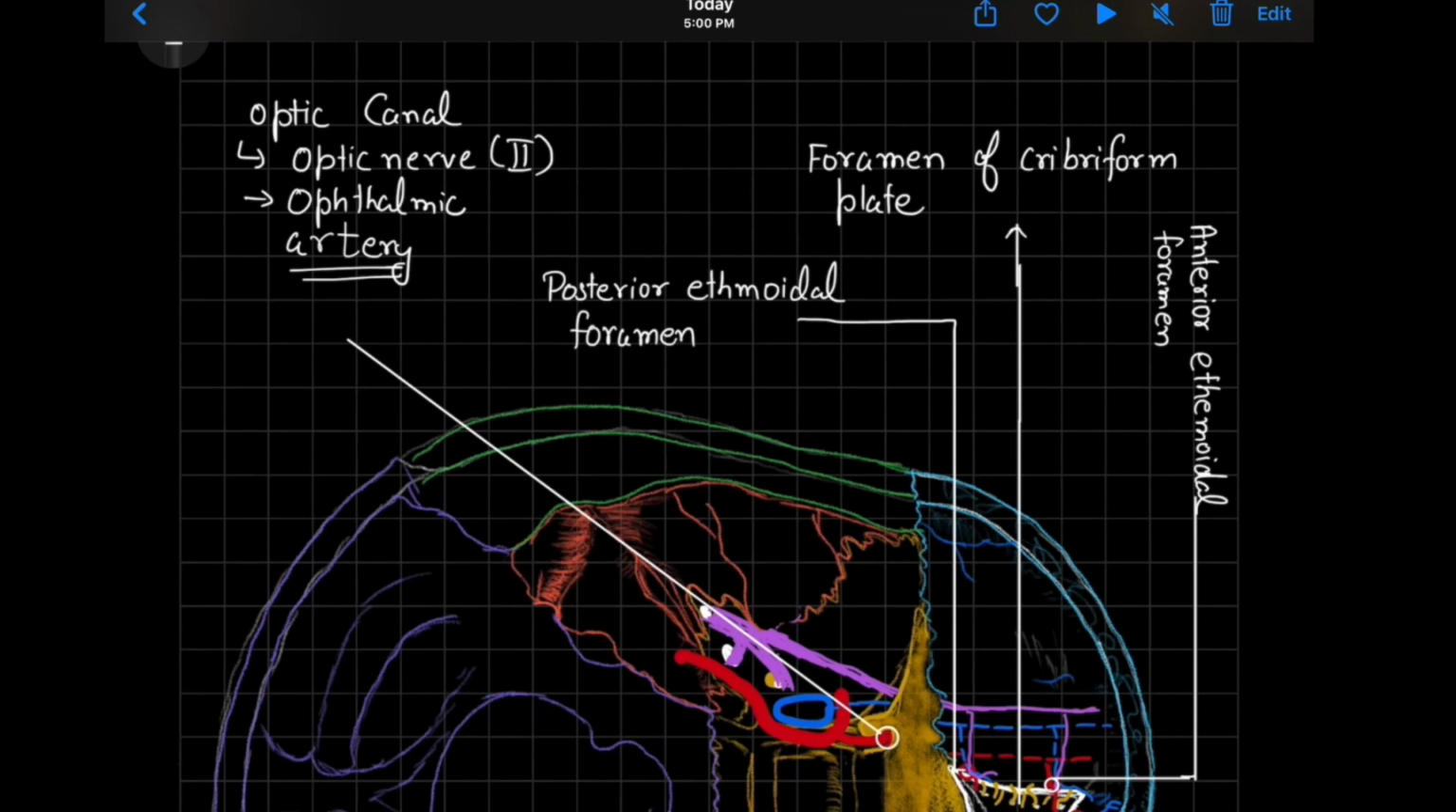In the next lecture or next short revision video, we are going to study the foramina which are present in middle cranial fossa and what are the structures which pass through middle cranial fossa. Thank you so much for being part of this video.